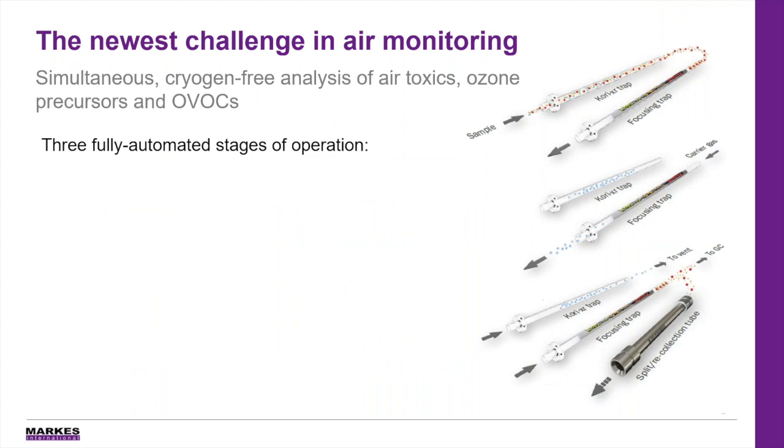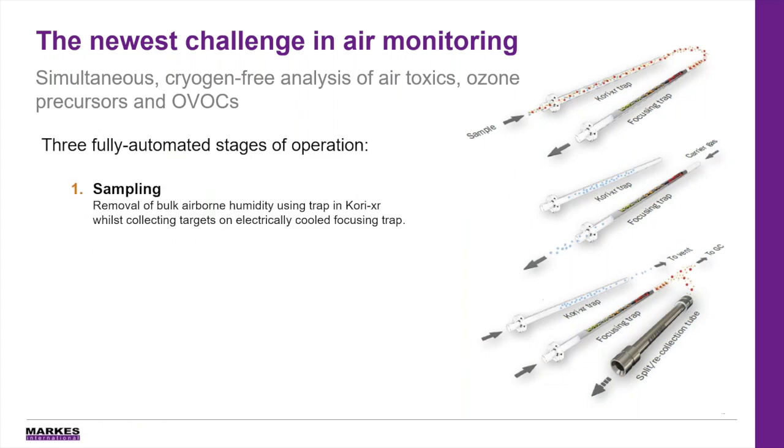Now, as part of the TD stage, there are 3 fully automated stages of operation. The first one being the sampling. So the humidity is removed using the Cori trap, and the target compounds are collected onto our electrically cooled focusing trap within the system.